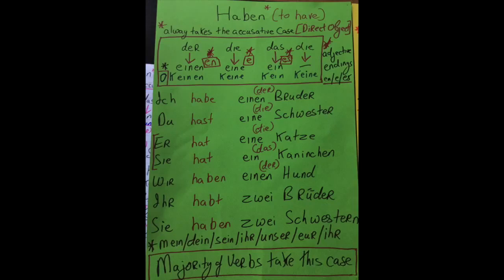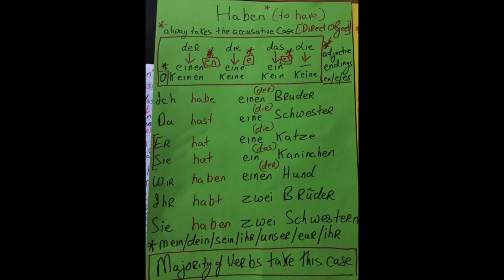Wir haben einen Hund. Hund, dog, it's a masculine word. Der, so der in the a table goes to einen in the accusative case. Okay? Remember I said from the der, die, das, die: einen, eine, ein. The die, the plural, doesn't take anything.